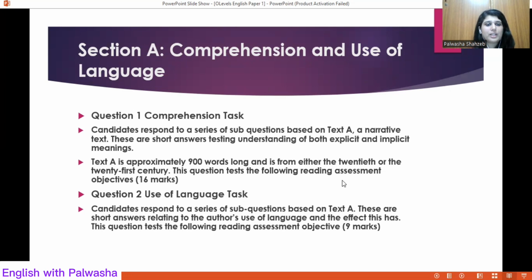This I'm telling you because they are already producing advanced level texts. This question tests the following reading assessment objective, and it is of 16 marks. Question number two is a use of language task, and candidates are required to respond to a series of sub questions based on text A. These are short answers relating to the author's use of language and the effect it has. So the answers will be according to that. This question tests the same reading assessment objective, and it is going to be of 9 marks. So altogether, text A is going to be of 25 marks, and text B, section B, is going to be of 25 marks, so it's going to be a sum of 50 marks.